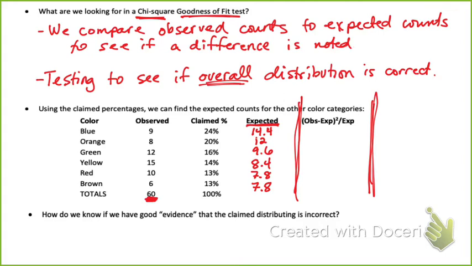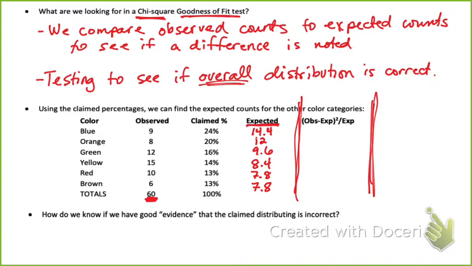Now look, the way you do this is you take the observed value, you subtract the expected value, and then you square that. Then you divide by the expected value for that particular color. That's how you get this standardized distance that they are away from each other.